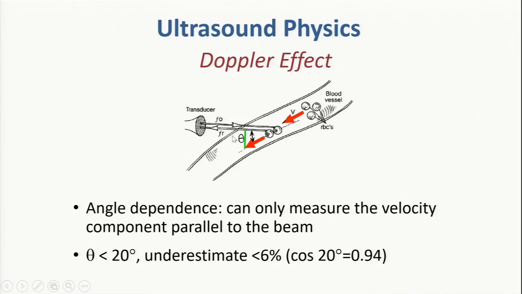Now it turns out, as long as this angle is less than 20 degrees, you'll only underestimate it by less than 6%. And that just has to do with the property of how the cosine of this angle varies. But once you get more off axis or off angle than 20 degrees, your degree of underestimation becomes significant.